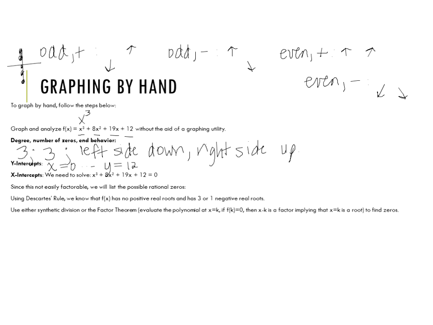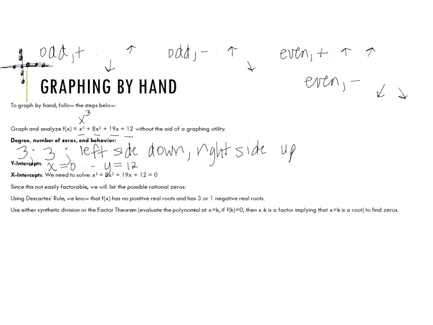The x-intercepts are a little bit trickier. These are the zeros of your function. So we would need to solve x to the third plus 8x squared plus 19x plus 12, set it equal to 0, because if you're an x-intercept, your y value is equal to 0. So we would have to set f of x equal to 0 and solve. So if you look at this, you'll notice that it's not easily factorable.